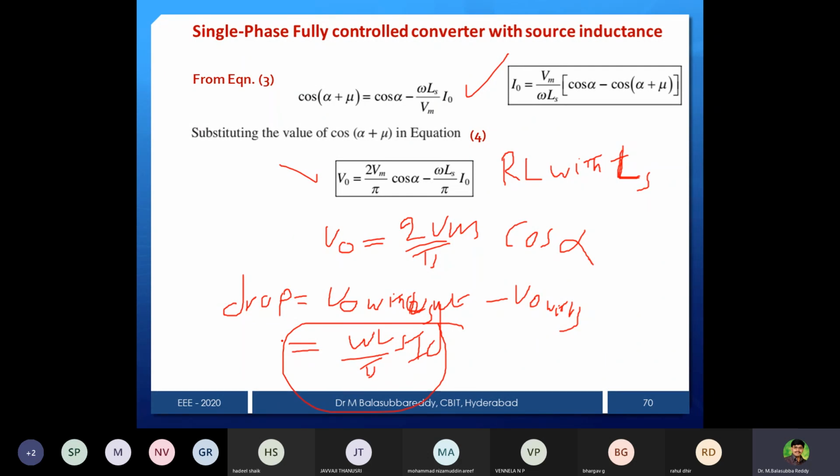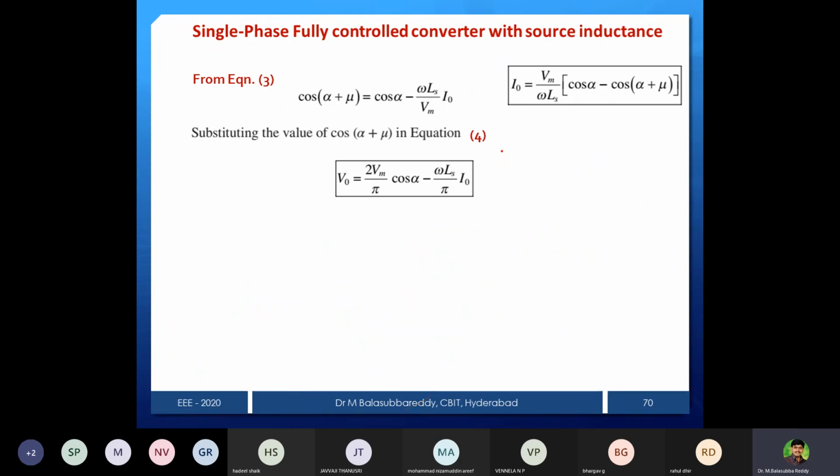Now if I consider resistance also, what will happen? That also we can see. At the moment, is it clear? What we did is, this is the average drop expression we got with consideration of source inductance, and we compare it with the case without source inductance. Then we already derived the expression V out is equal to 2 Vm by pi into cos alpha, and now you compare this to this portion, I call it the drop.